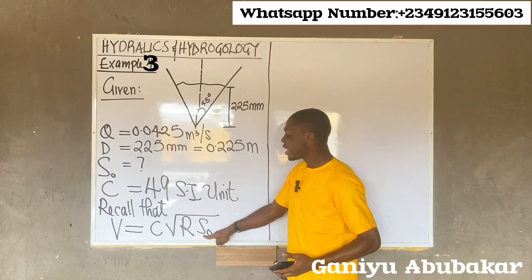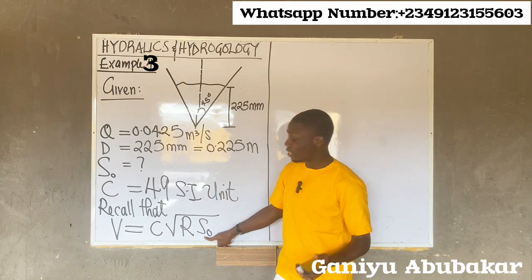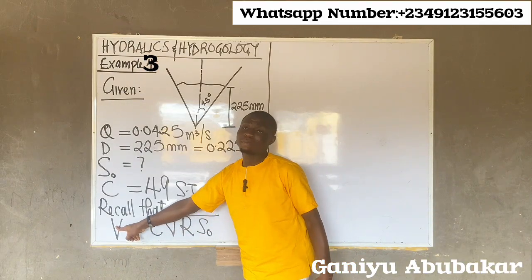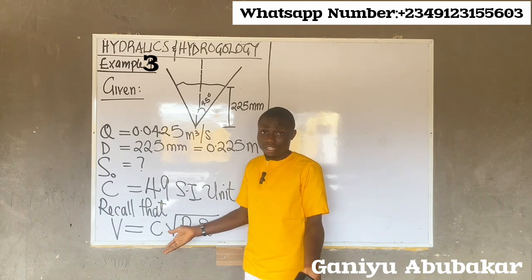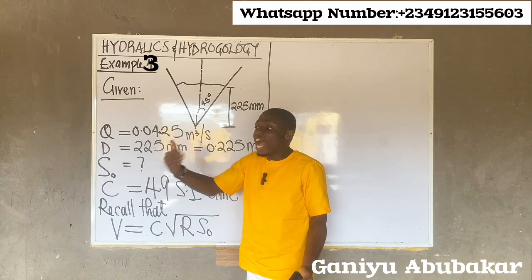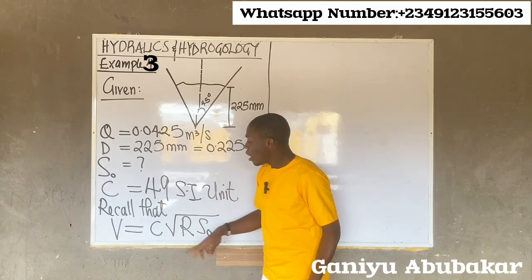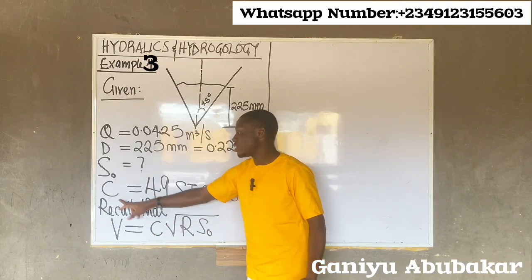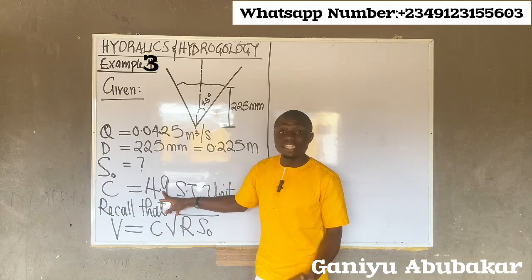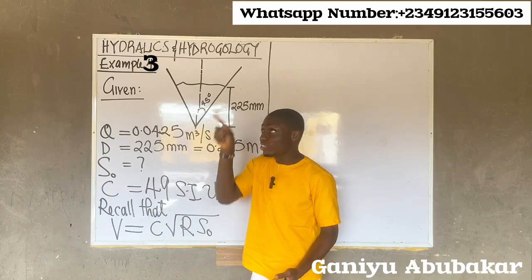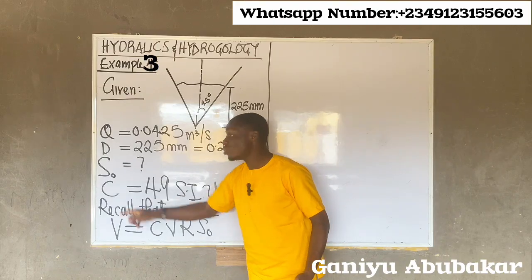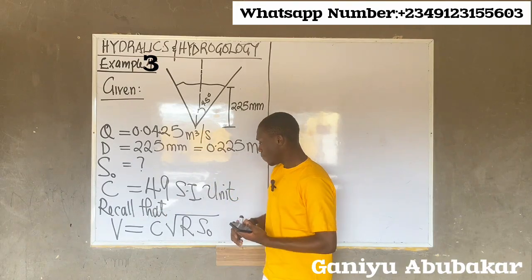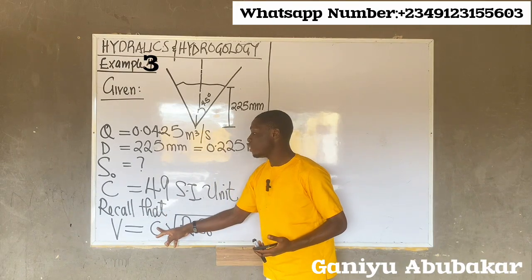To get S naught, I need three things. What and what? I need V. Am I given V in this case? No V. Here's the task now. I have to look for V. Case 2, am I given C? Yes, C is constant, 49. This C is called the Chezy constant, right? Next, I know C.